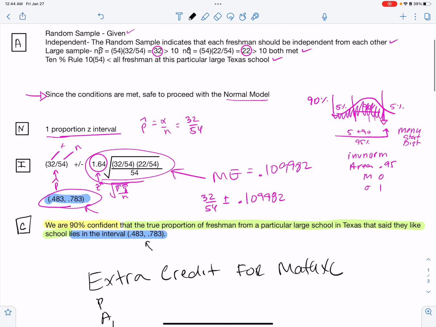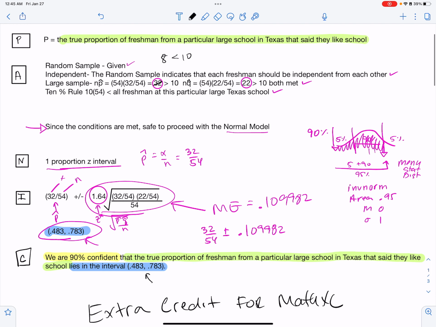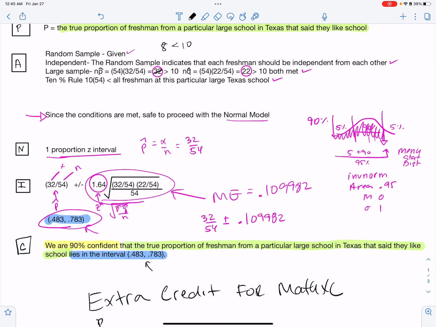Now, sometimes you're going to run into, if np and nq, like in most of my classes yesterday, the np and nq didn't pass. So let's pretend like it doesn't pass. Let's say this ends up being 8, and 8 is less than 10. Remember, when we're writing it out, we would say not met, but we're going to proceed with caution because the np is less than 10. But on MyMathLab, most of the time you're able to just stop because they just give you another problem saying the conditions aren't met.